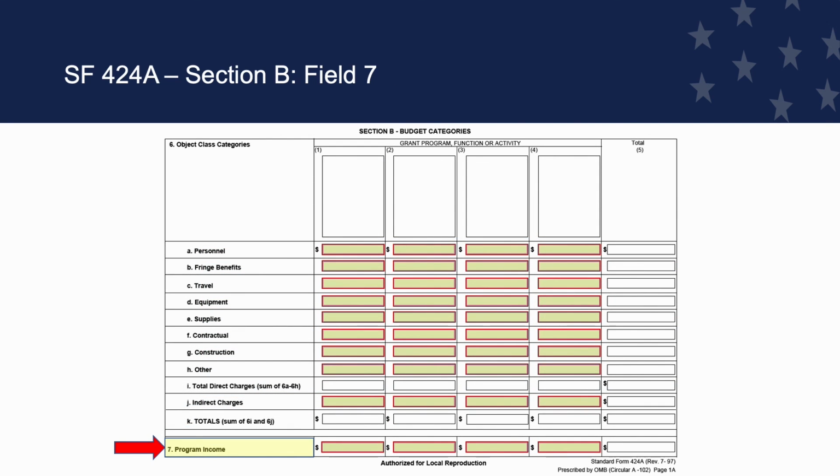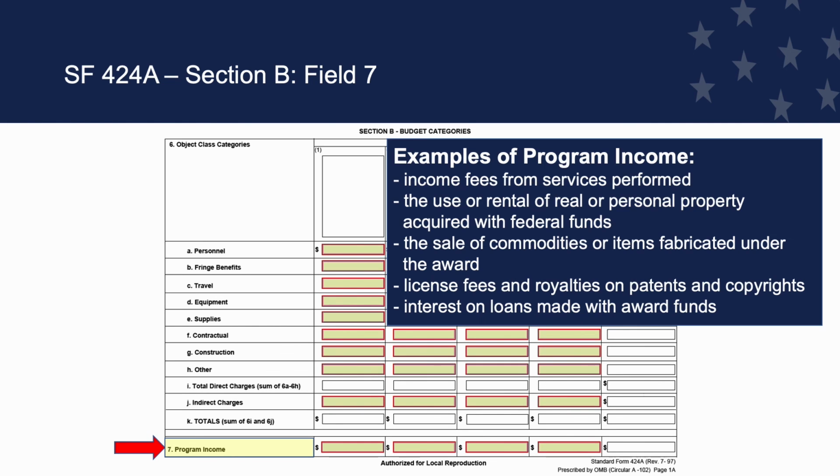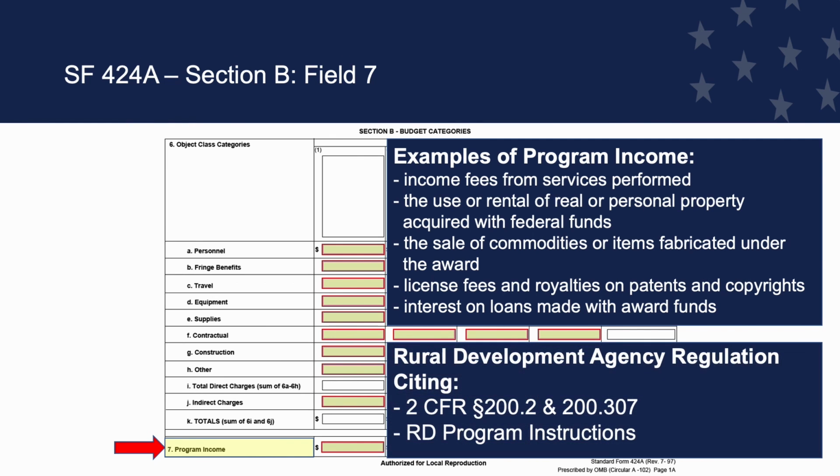Field 7. This is where you enter the estimated amount of total program income expected, if any, directly generated by or earned from this project. This is an optional field. Program income is not considered cost of the project. Please consult funding agency regulations and the Notice of Funding Opportunity for more information on how to apply program income.